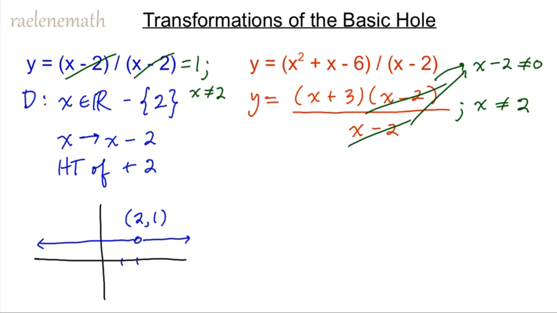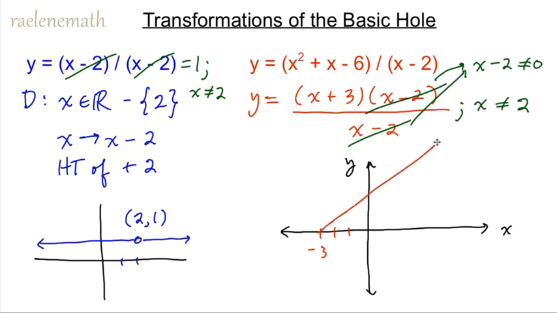And so now this graph doesn't look like y equal to 1, it looks like y equal to x plus 3. So we draw that graph of y equal to x plus 3 with our x-intercepts, y-intercepts, and so on. And the graph of y equal to x plus 3 doesn't have any domain restriction.